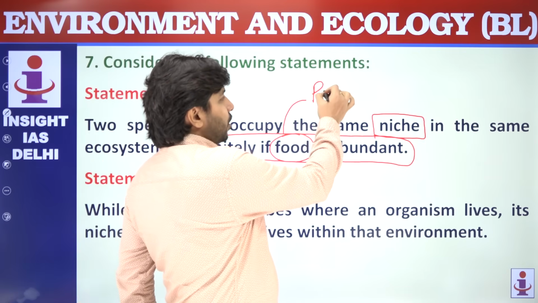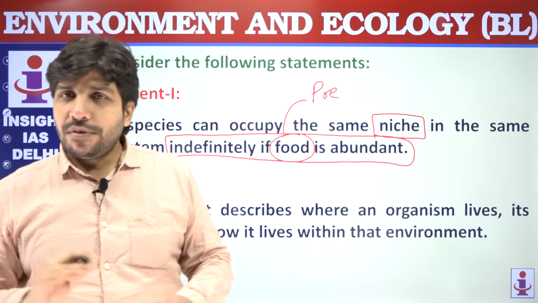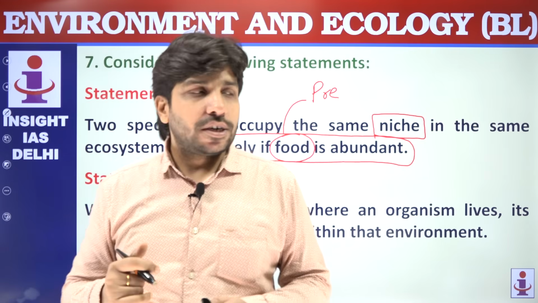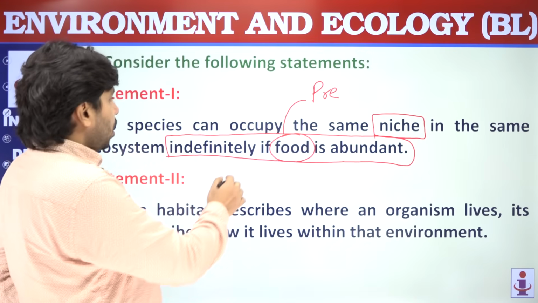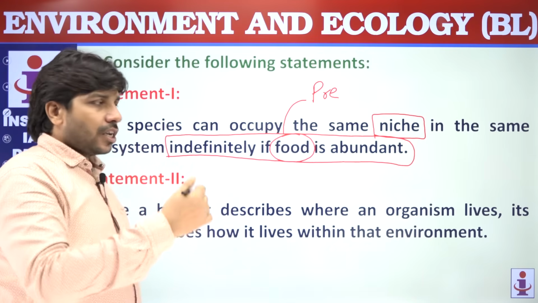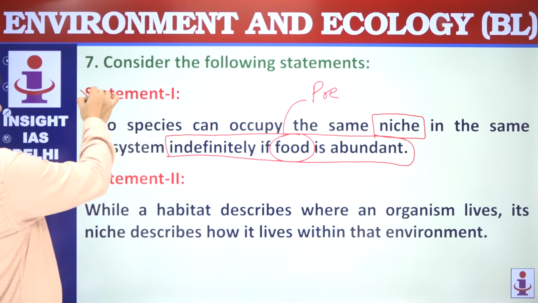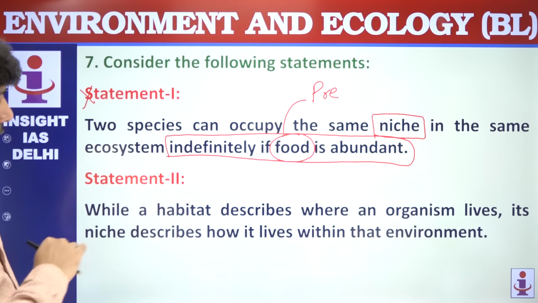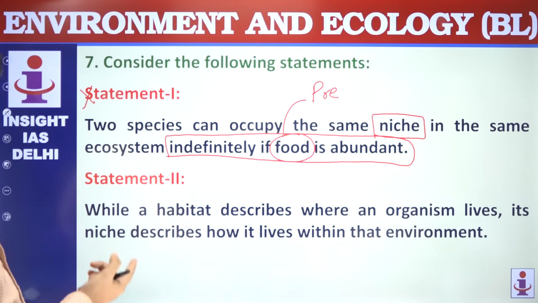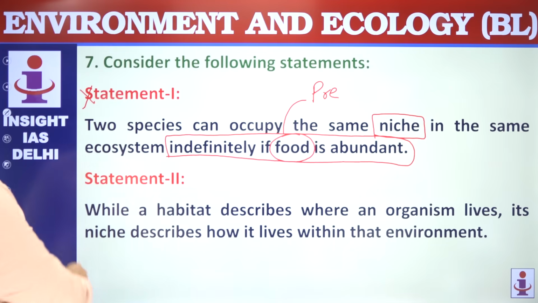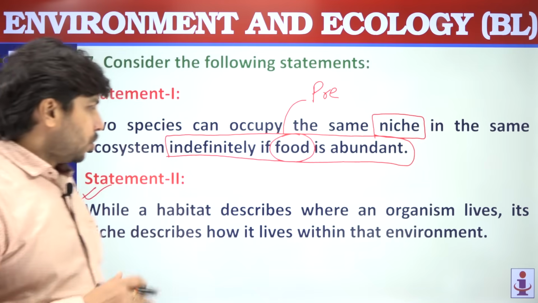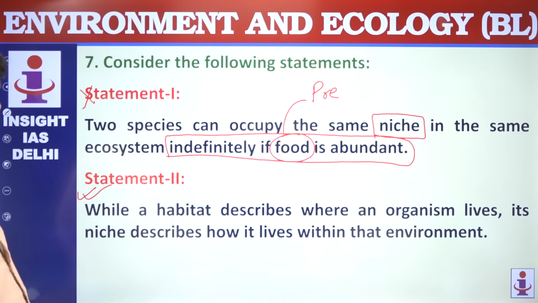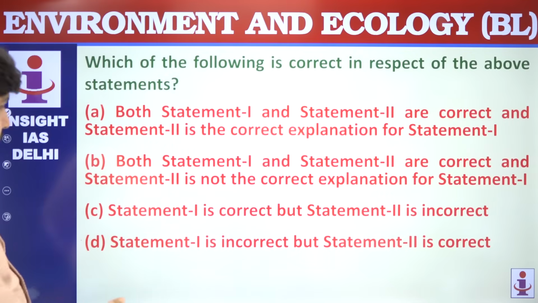For example, predators. Two different species will have two different kinds of predators. There will also be different food habits. So food alone is not the determinant, there are other determinants as well. This makes this statement not correct. While habitat describes where an organism lives, its niche describes how it lives within that environment. Very excellent definition of the term niche. So the second statement is correct, but the first statement is not correct. So option D will be the correct answer.